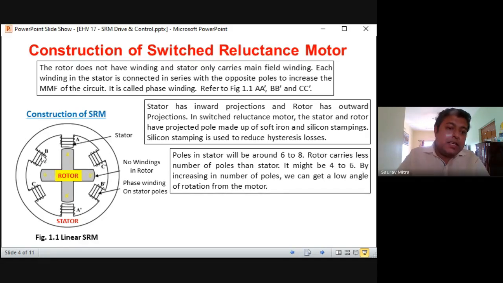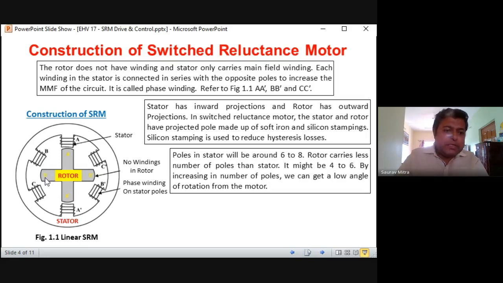So here the reluctance is more. Hence, if given proper pulses, this rotor will rotate either clockwise, towards B, or towards C. Exactly in between it is there, so it can go in any direction. So either we can make the rotor rotate clockwise or anti-clockwise.